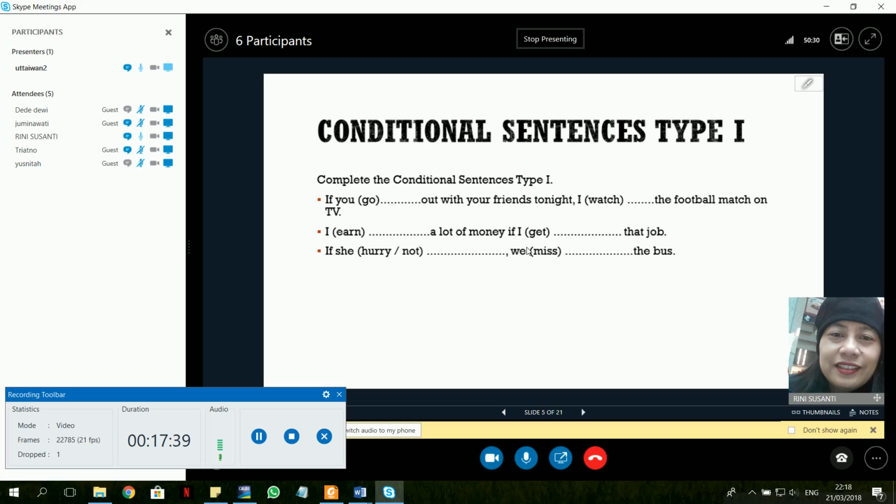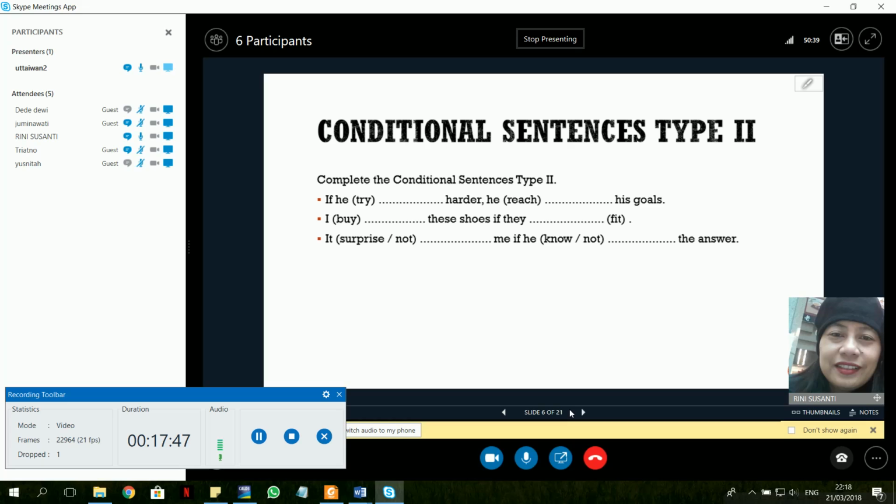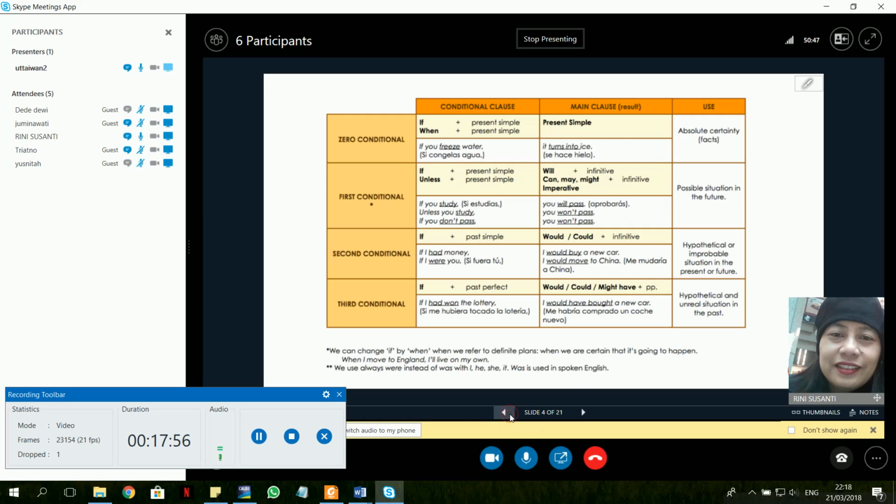Okay, perfect. Thank you. Good. This is the conditional sentence type 1. Now we move to conditional sentences type 2. Okay, I will recall first. Please remember that the second conditional, type 2, is something that is actually possible to happen in the future, but it has not happened. For this we use if and past simple, and would or could plus infinitive.